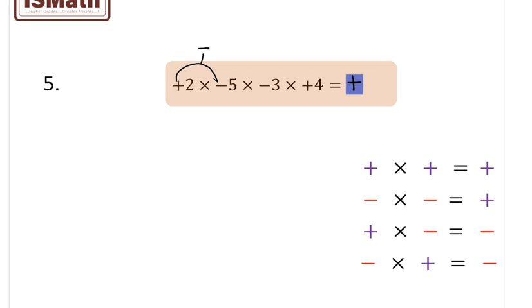So you see how I got it? I'll come again with this. I said this plus here times minus will give us minus. That minus times this minus will give us plus. That plus times this plus will give us this plus right here. So our result will be a positive number. Now we can go ahead to multiply all the numbers to find out what the value would be. So we do 2 times 5, 10 times 3, 30 times 4, 120. So we have 120 as our answer.